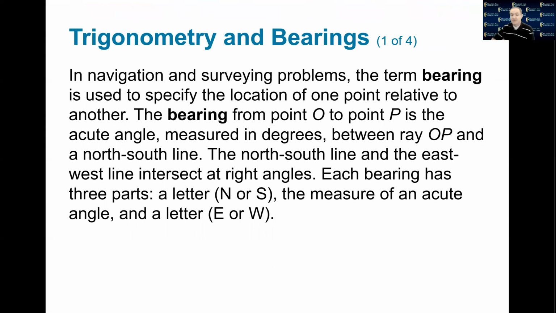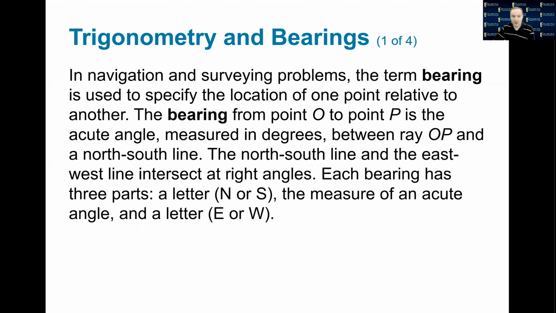Now, the bearings. In navigation and survey problems, the bearing is used to specify the location of one point relative to another point. We say the bearing from some original point O to some ending point P is the acute angle measured in degrees between the ray OP and the north-south line. So you're always going to give the main direction as north or south, and then you give how many degrees east or west of that direction we're going.